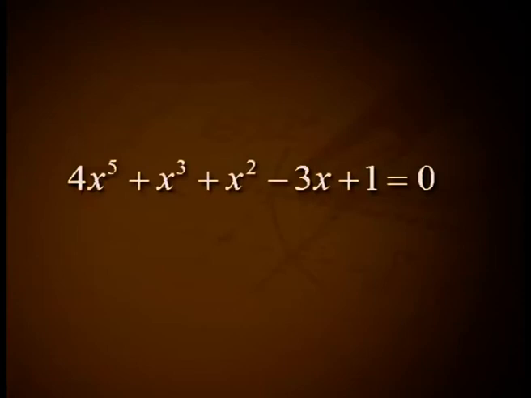Example 8. Solve the equation 4x^5 + x^3 + x^2 − 3x + 1 = 0, given that it has rational roots.